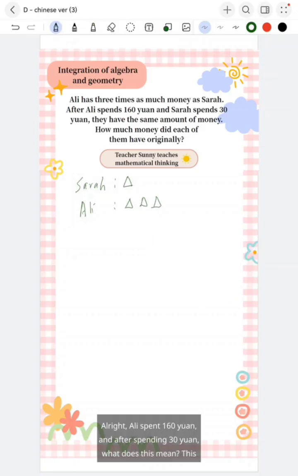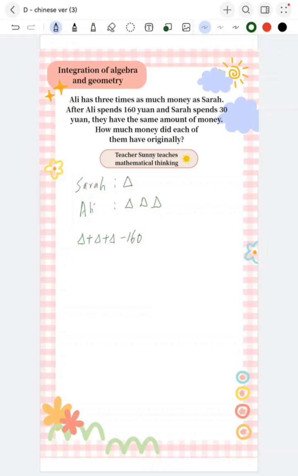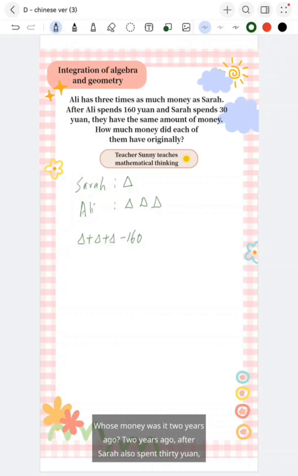Alright, Ali spent 160 yuan, and after spending, what does this mean? This means that this is Ali's money. Ali has this much money. So, after he spent 160 yuan, whose money was it? Before that, after Sarah also spent 30 yuan, the two of them had the same amount of money.